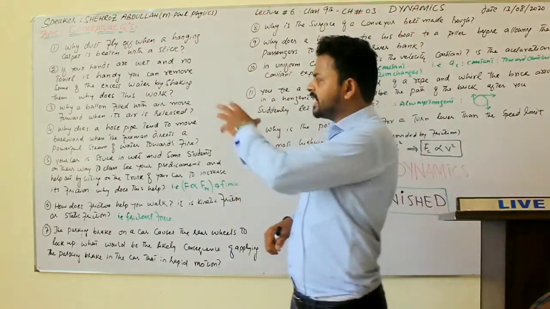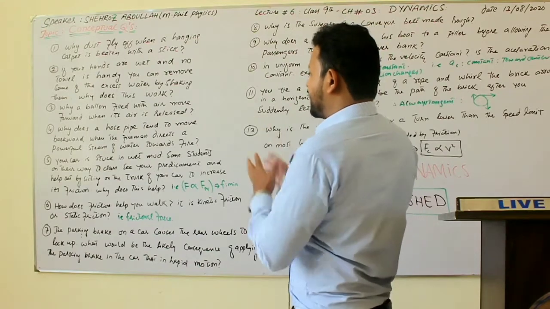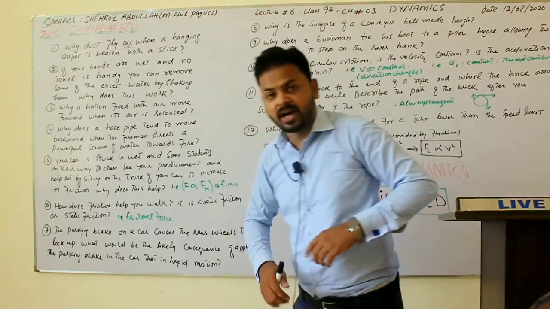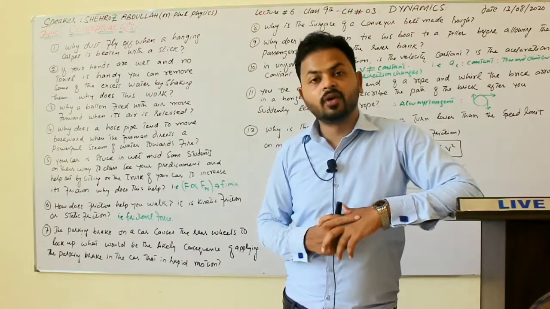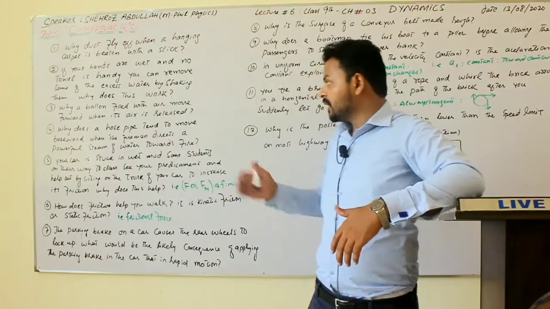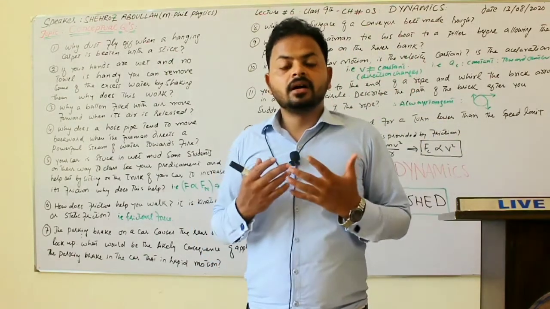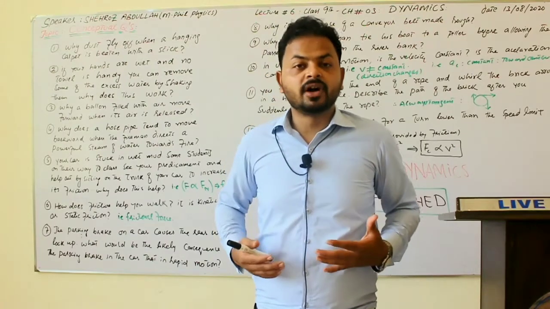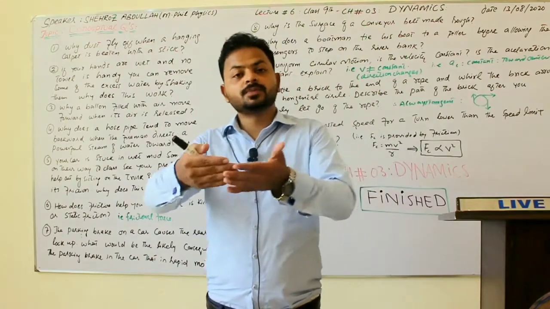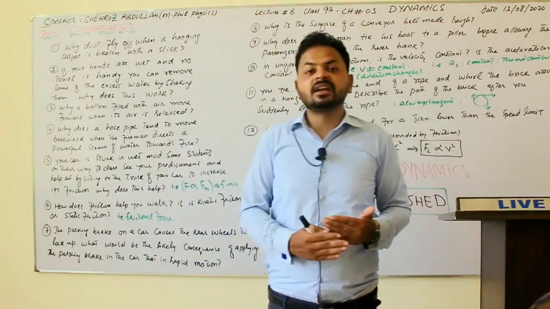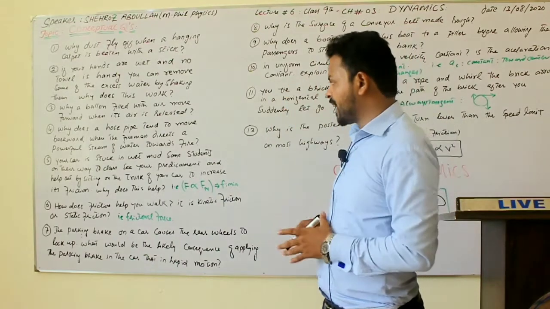Okay, then it says why does a hose pipe tend to move backward when the fireman directs a powerful stream of water towards fire? You know, when a fireman directs a powerful stream of water, the hose pipe moves backward. What is the reason behind that? You know, the powerful stream of water moves forward. This is the action force. As a result of the reaction, the hose pipe moves backward, right? So because of action and reaction in the third law, the water pipe moves backward, right?